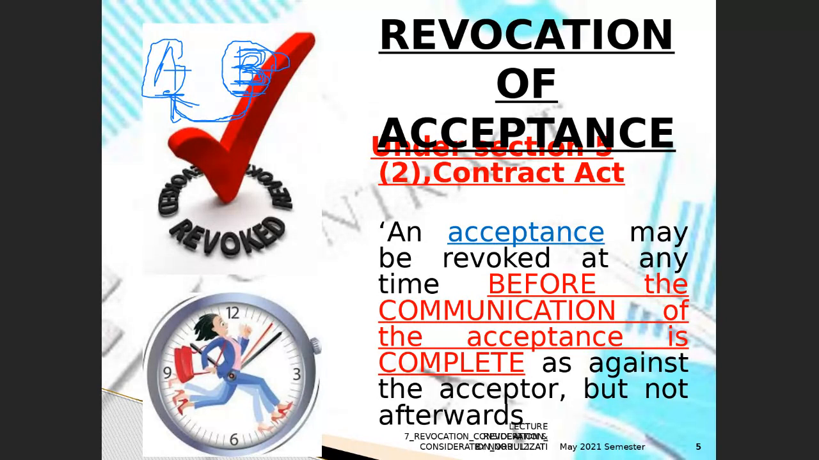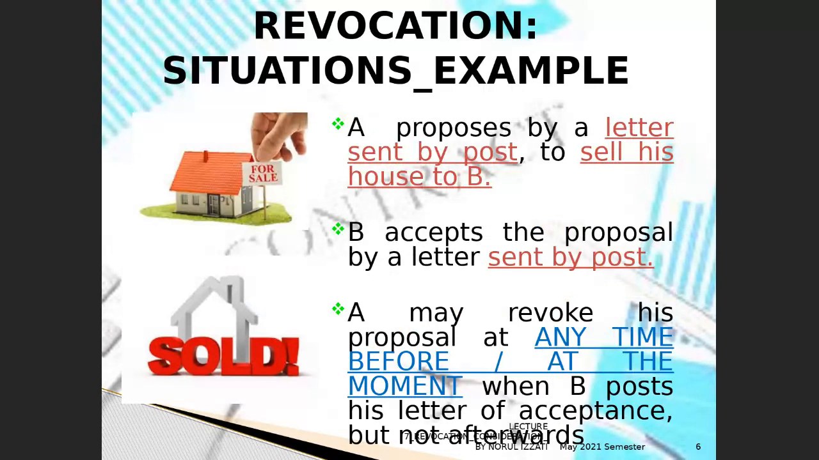Okay, look at this example. A proposed by letter sent by post to sell his house to B. Okay, this is basically by postage. We have the postal rule, or we can say in English common law, and according to the scenario, basically the postal rule mentioned that once you post, it is considered received. Okay, that is the postal rule. Look at this scenario. A proposed by letter sent by post to sell his house to B. B accepts the proposal by a letter sent by post. So this is the scenario where both are dealing by post.